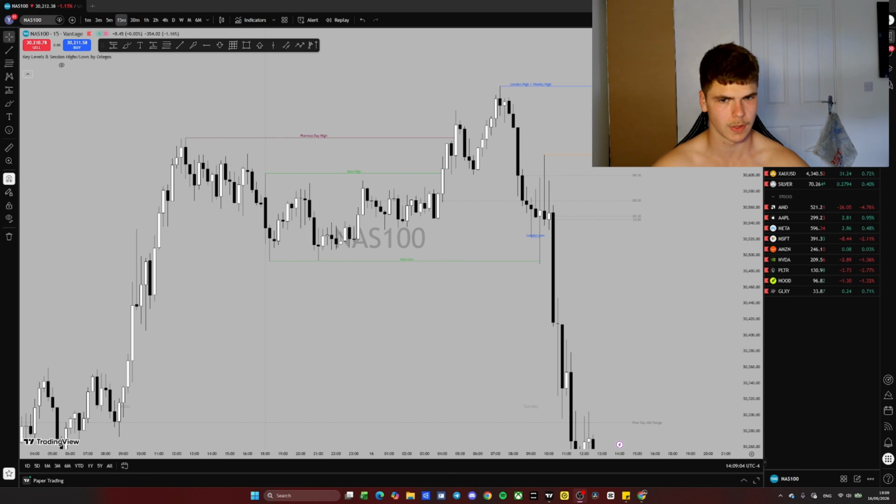It's quite important to know because the market is usually seeking external liquidity. So it moves from internal liquidity to external liquidity. Let's go to the charts and see some examples of it.